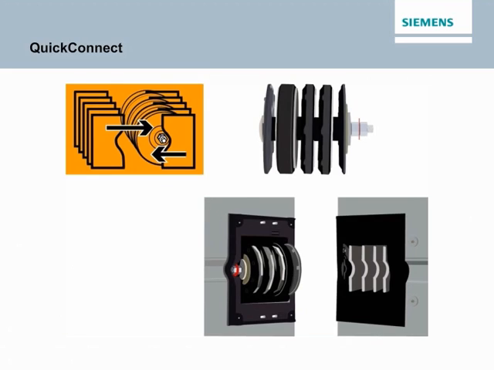Quick Connect is an exclusive Siemens feature that saves time by providing a single connection for phase, neutral, and ground, all tightened by a single nut that is externally accessible. The beveled edges on the Quick Connect allow for easy positioning of the joint.